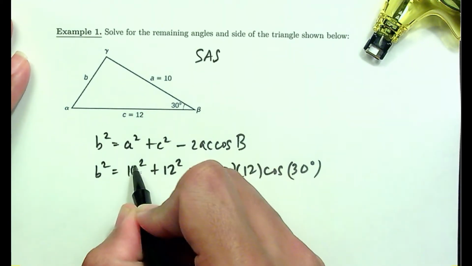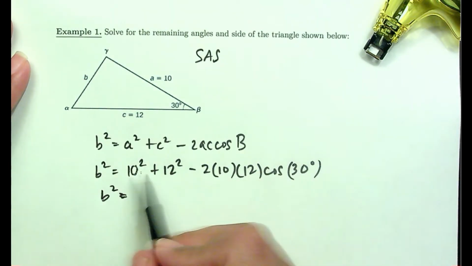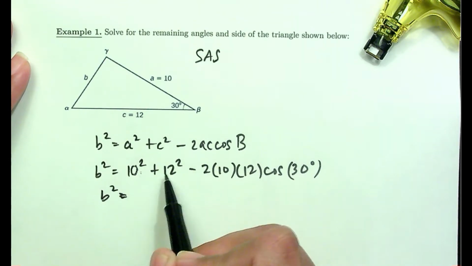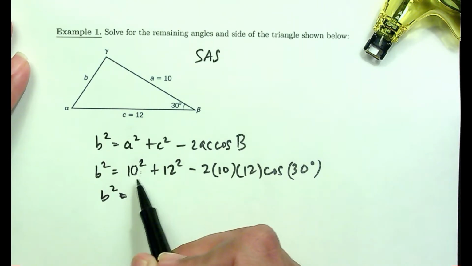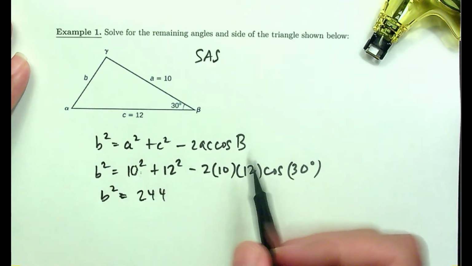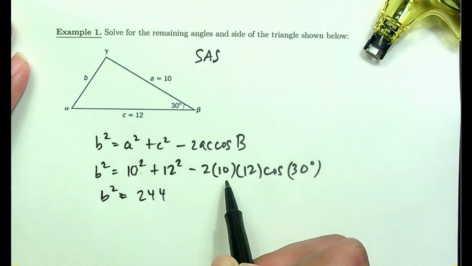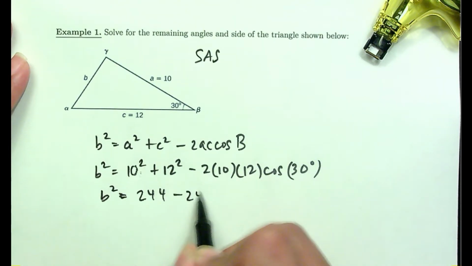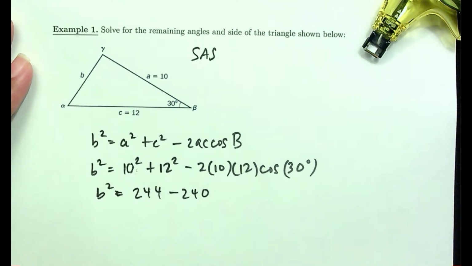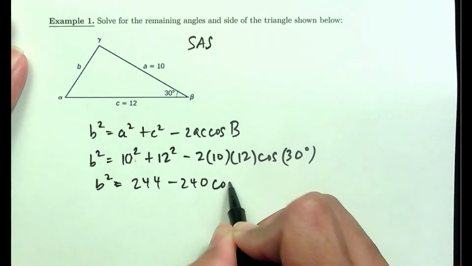Okay, now let's simplify this. b squared equals, this will be 100. You can put this in the calculator, but this is 100 and this is 144. So 100 and 144 is 244. And 2 times 12 is 24, and then times 10 is 240, because multiplying by 10 just adds a 0. So 24 times 10 would be 240, and then cosine of 30.